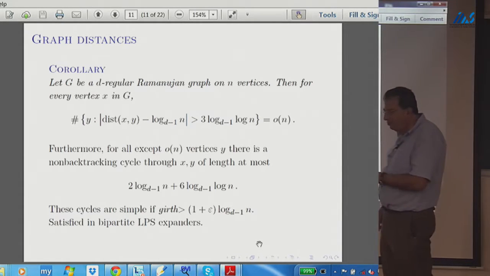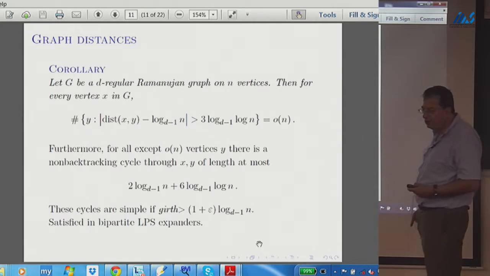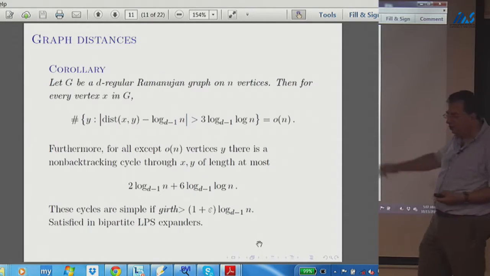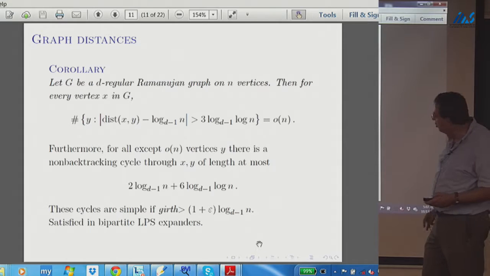Since some of these graphs, like the LPS graphs, are known to have high girth, we can also get corollaries about the existence of long simple cycles in these graphs. There are further geometric corollaries. Due to time, I won't get into these.